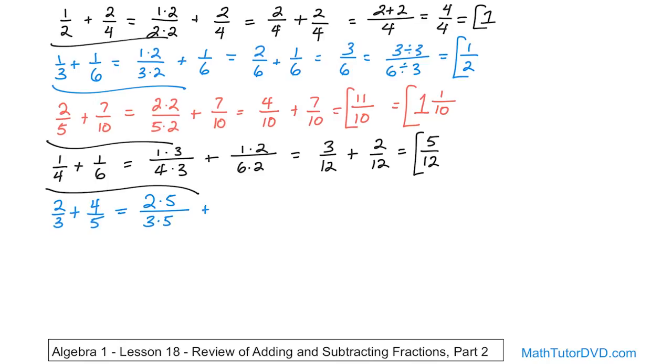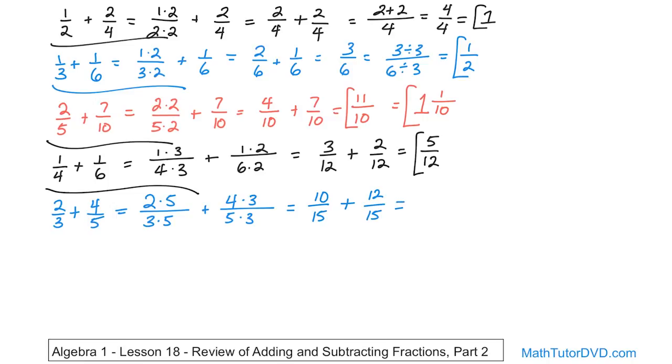And then for the other fraction, 4/5, what do I multiply here to give me 15? I have to multiply the bottom by 3, and then of course I have to do the same thing to the top. As long as you're doing the same thing to the top and the bottom of each fraction independently, you're going to be fine. So for the first fraction, 2 times 5 is 10, 3 times 5 is 15. For the second fraction, 4 times 3 is 12, 5 times 3 is 15. Now I have a common denominator.